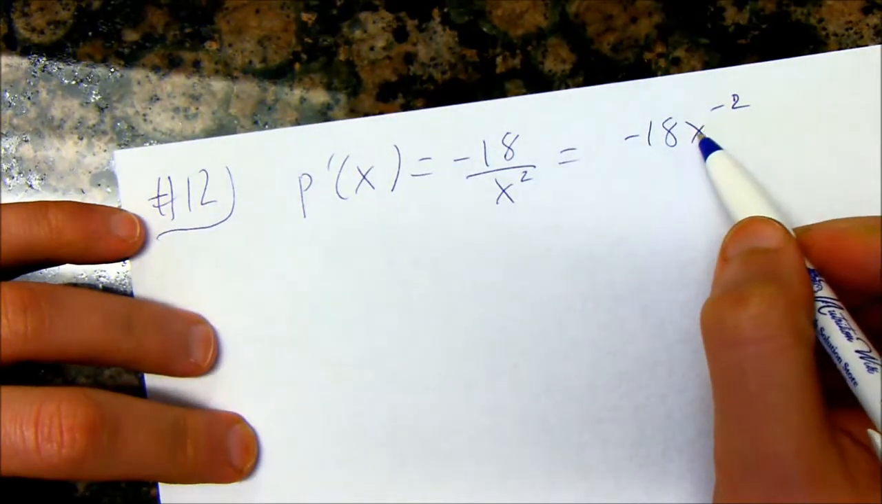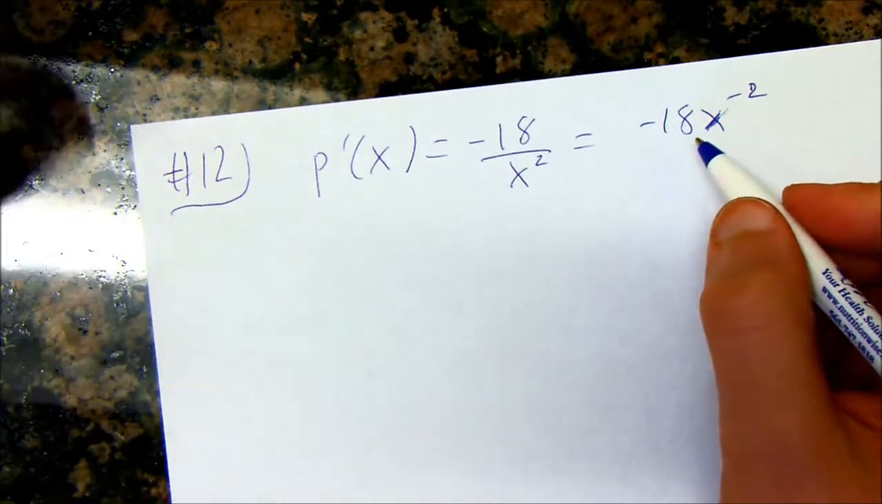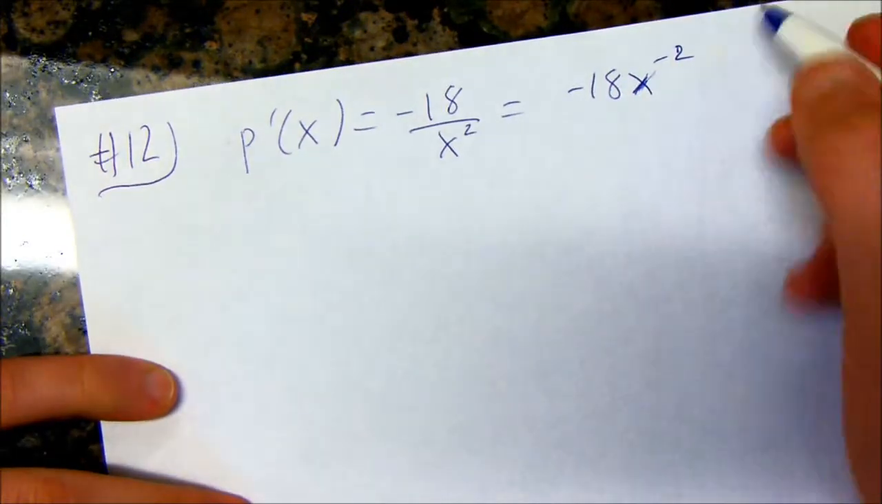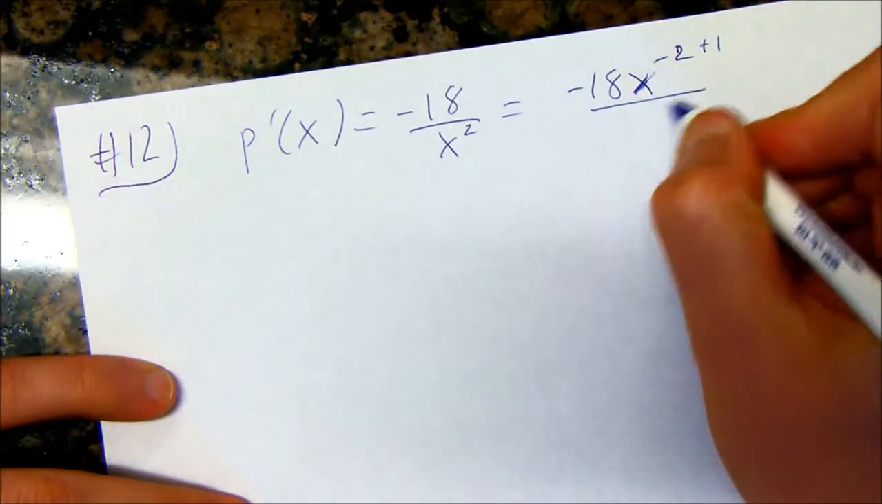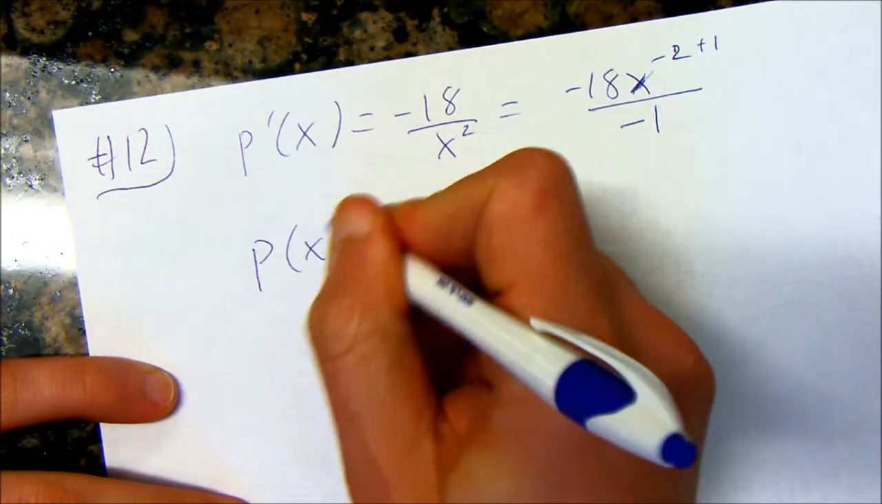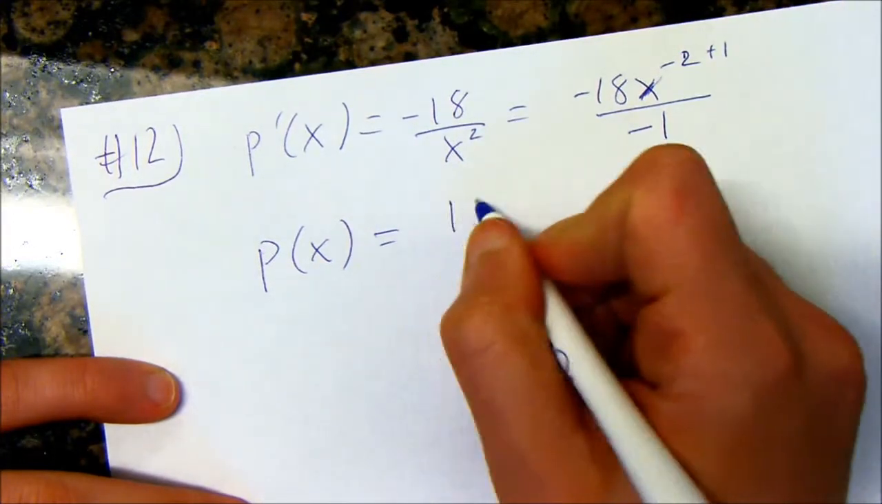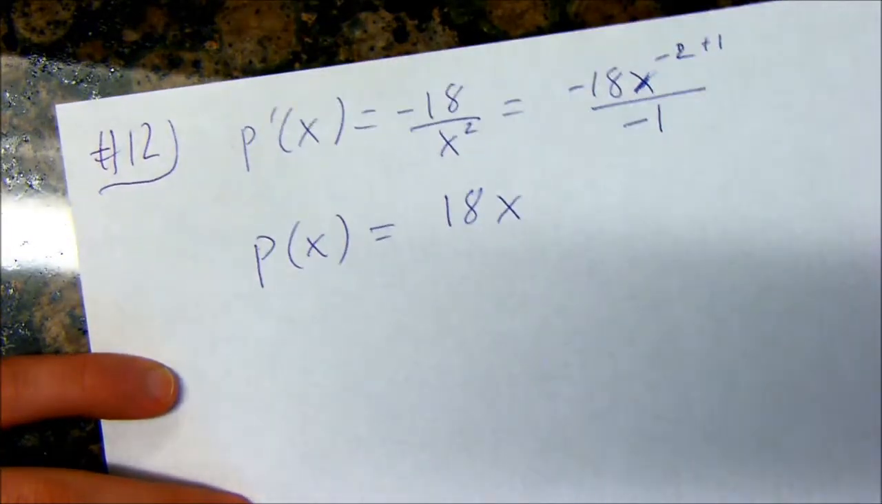Okay, so x to the negative 2, if I'm thinking backwards, I add 1 to the power and then divide by the new power, which is going to be negative 1. So my antiderivative, or the original function in this case, is going to be 18x.